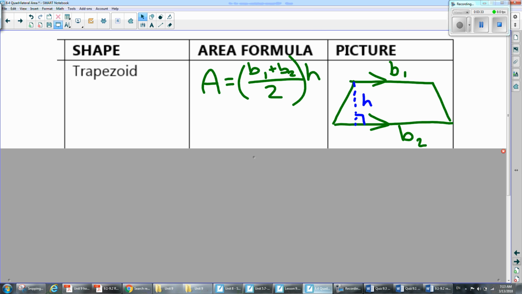When we have a trapezoid, your bases, those parallel sides, are different lengths. So we're going to find the average of them. We're going to add the 2 up, and then divide by 2, and then multiply that by the height. Again, these sides here, the legs of your trapezoid, are not the height. It must be perpendicular to the bases.